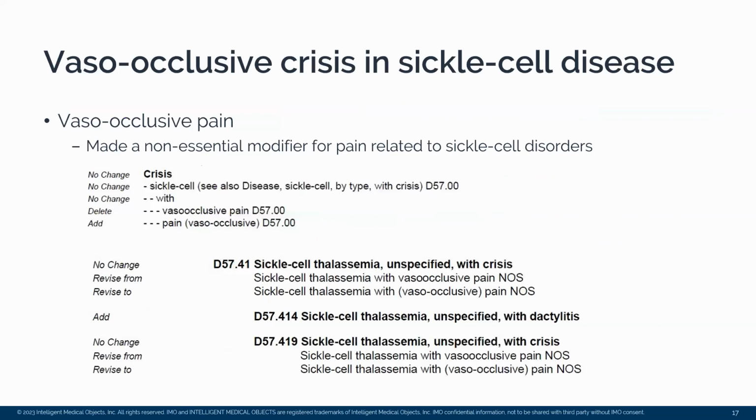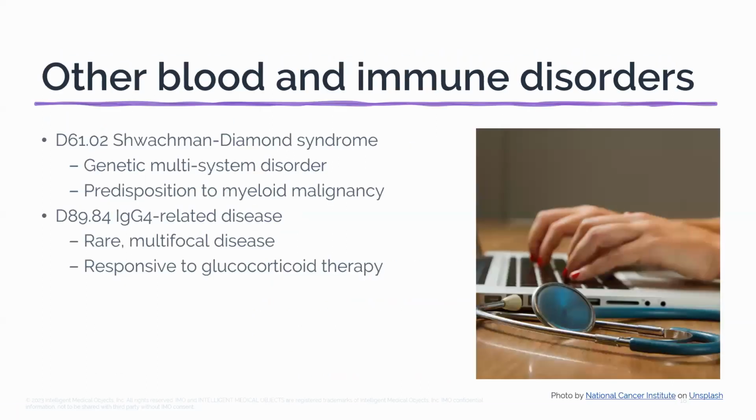Vaso-occlusive crisis here is one of the most frequent reasons for inpatient care, and documentation for patients with sickle cell disease does not always describe pain crisis as a vaso-occlusive pain. So clinically, pain in a patient treated for sickle cell disease is vaso-occlusive. So they've made a change to align with that, where the vaso-occlusive is no longer a subterm, but it's been changed to a non-essential modifier in both the index and the tabular. So it'll be easier to get to if you only have pain documented with a sickle cell crisis.